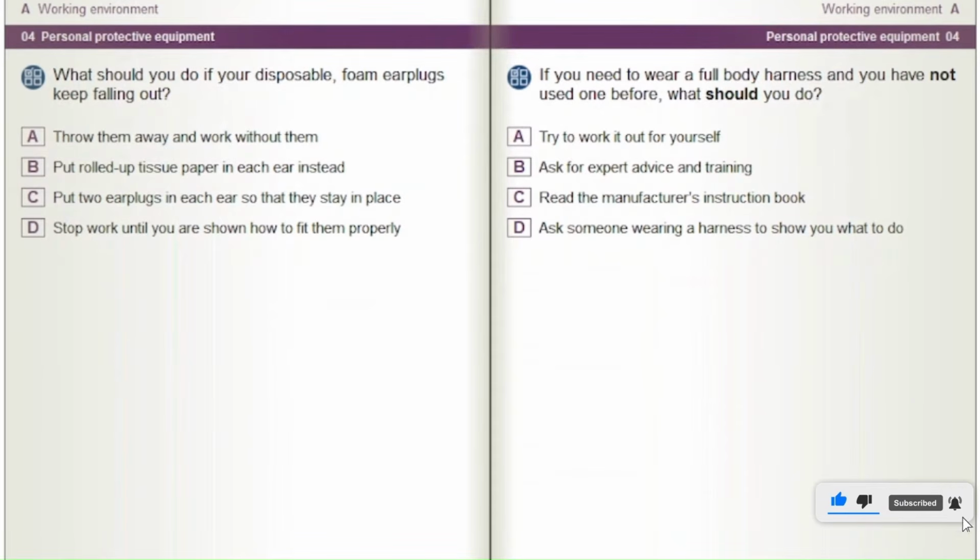What should you do if your disposable foam earplugs keep falling out? Throw them away and work without them. Put rolled up tissue paper in each ear instead. Put 2 earplugs in each ear so that they stay in place. Stop work until you are shown how to fit them properly.